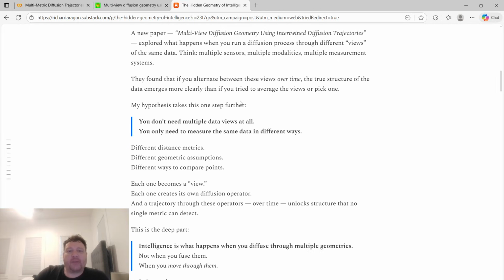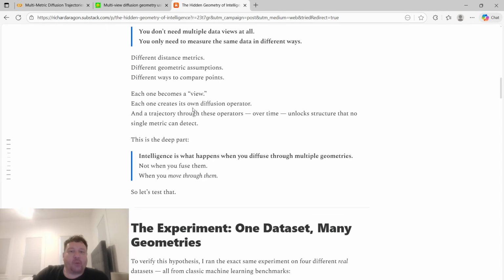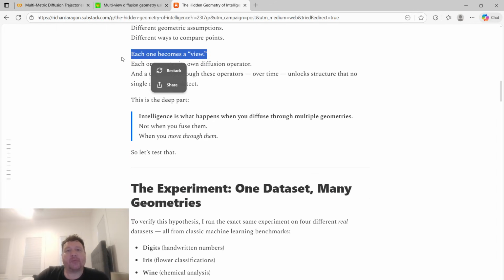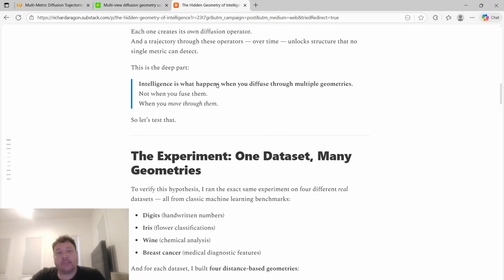My hypothesis takes this one step further. You don't need the multiple data views at all. You only need to measure the same data in different ways: different distance measurements, different geometric assumptions, and different ways to compare points. Each one becomes its own view, and each one becomes its own observer, is the way I want you to think of this. Each one creates its own diffusion operator, and a trajectory through these operators over time unlocks a structure that no single metric can detect. And this is the deep part: intelligence is what happens when you diffuse through multiple geometries, not when you fuse them, when you move through them.